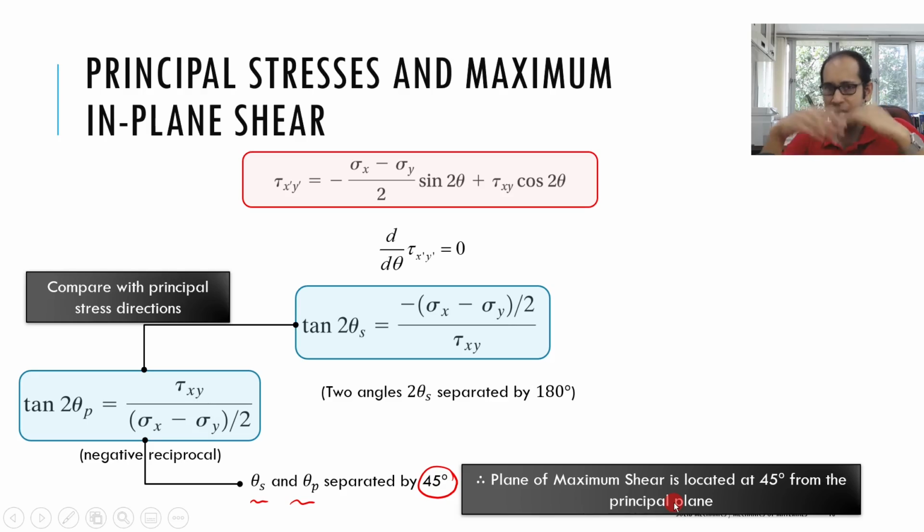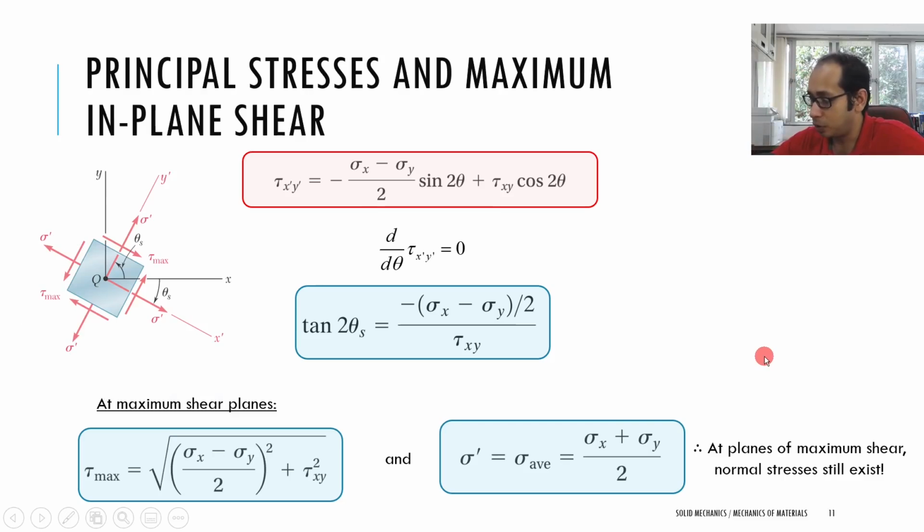Again, let's take a few steps back. We had an original element. We took that element and rotated it about a particular theta p, where we got the principal stresses. From that, if you deviate a further 45 degrees, you will get the plane where you will have the maximum shear stress that is occurring.